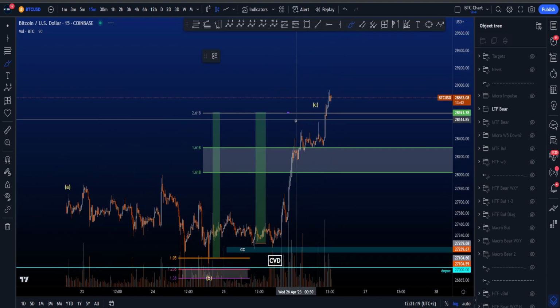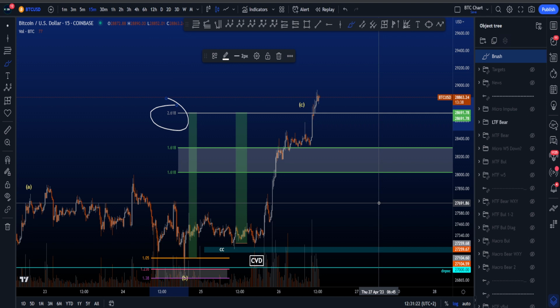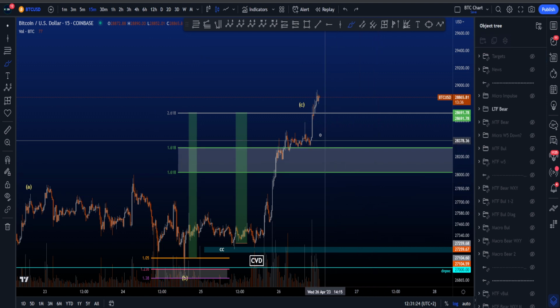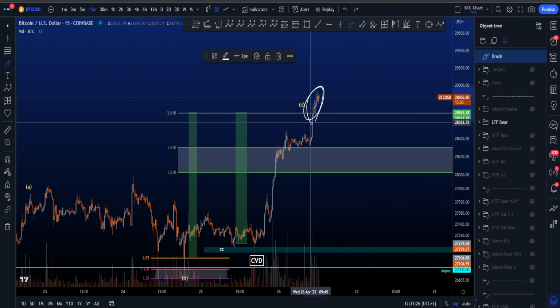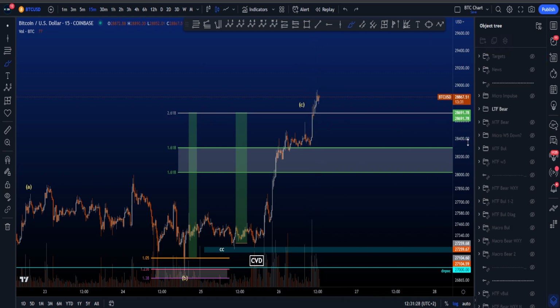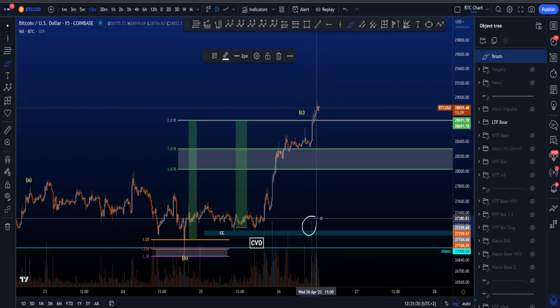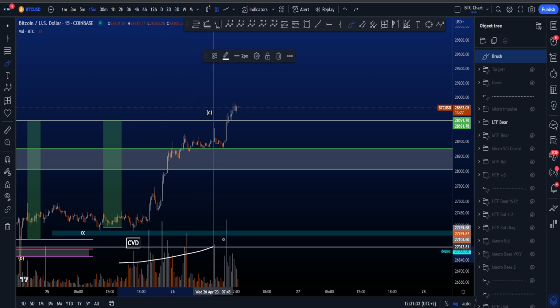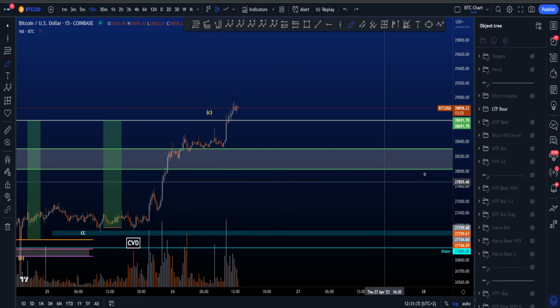And now, as it stands, well, the 2.618, I have it on my chart, a rare target for a wave C. But as you can see on the 15-minute, we are just climbing. We are not having any signs of slowing down. Volume is still absolutely massive. Look at the volume increasing as well while price is moving to the upside.